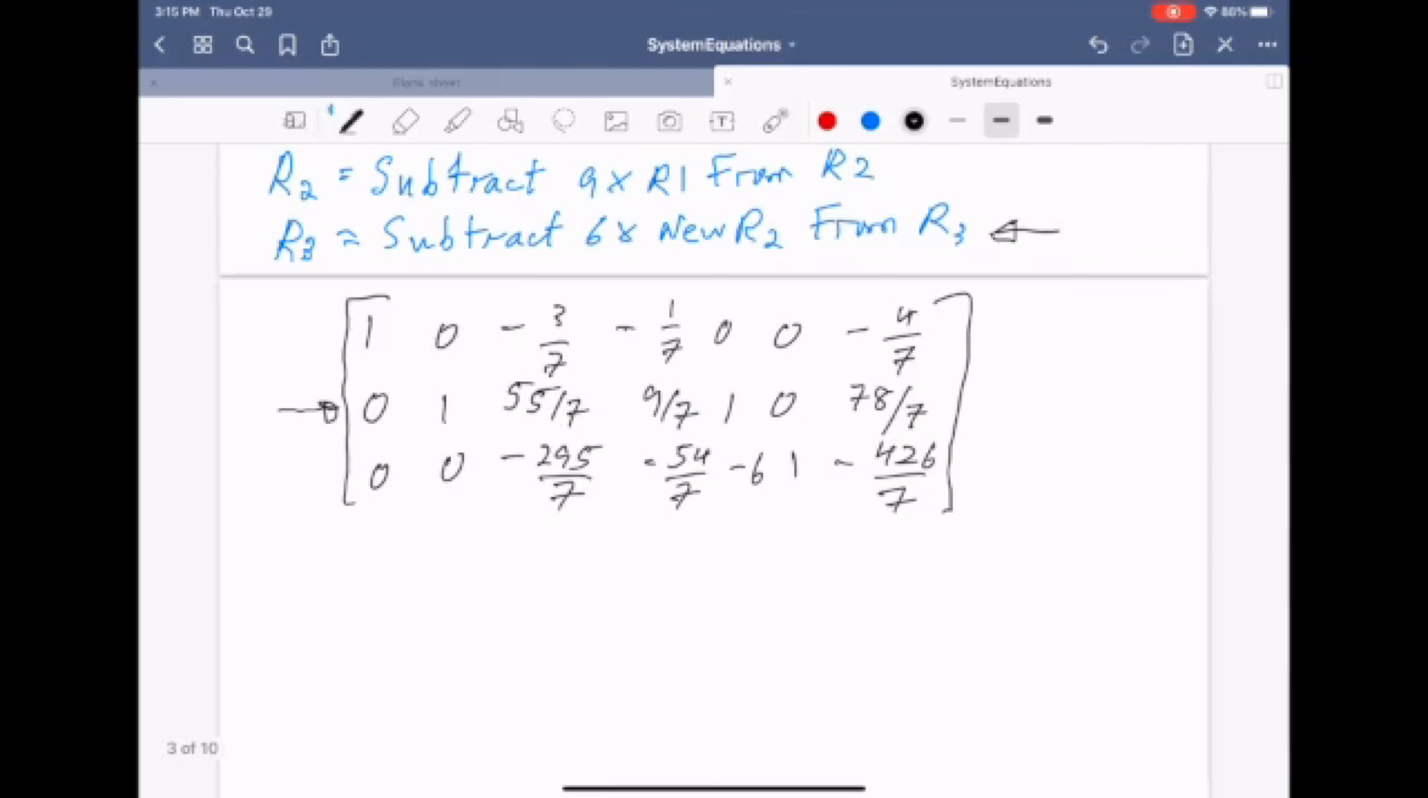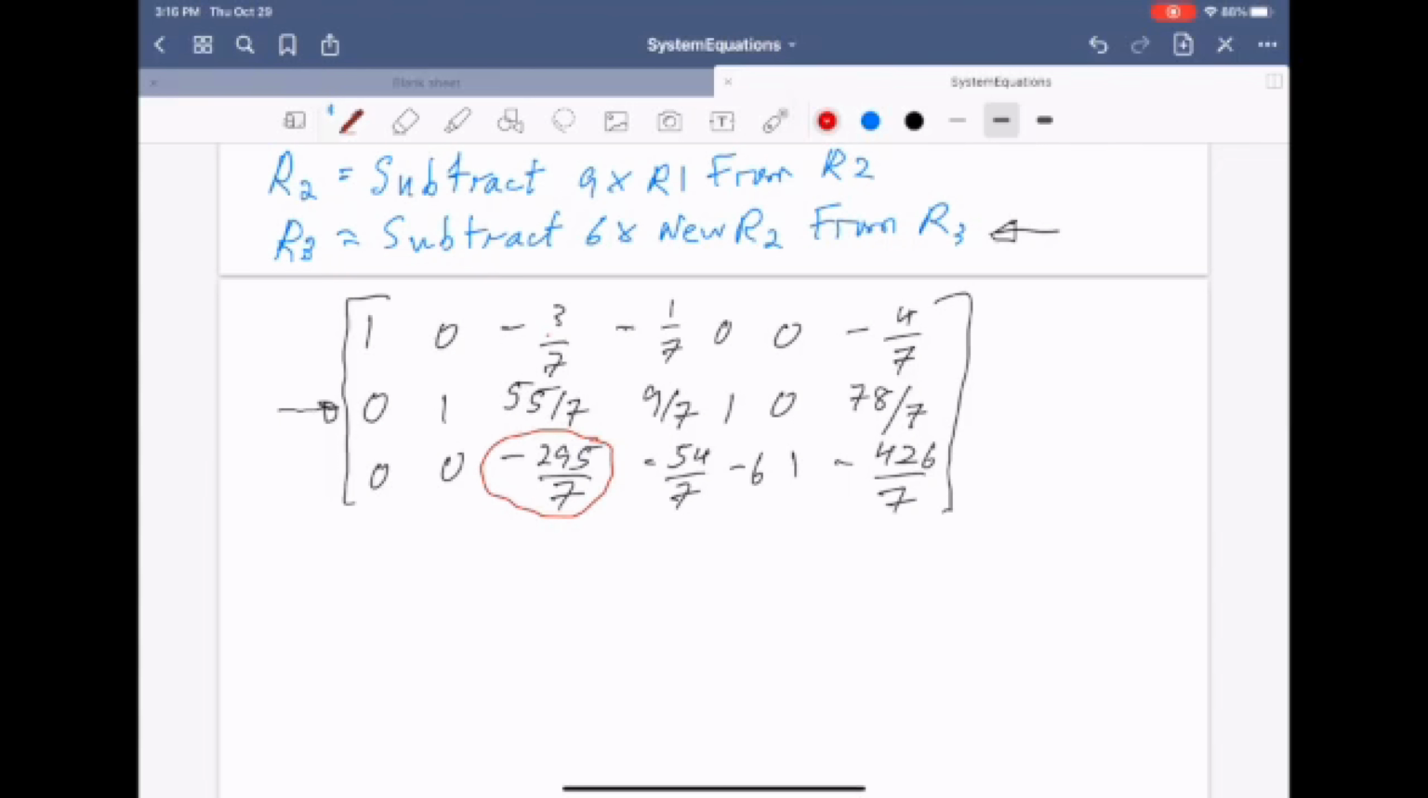Now, the next step is to make this a 1. All right, we now want to make this a 1, and to do that, we have to subtract, or pardon me, add something about row 1, or we can subtract something from row 1 or row 2.